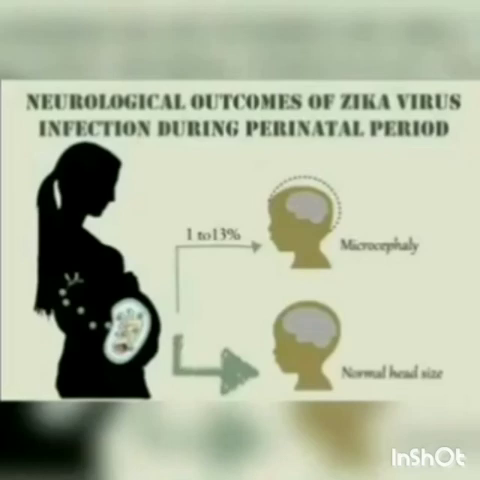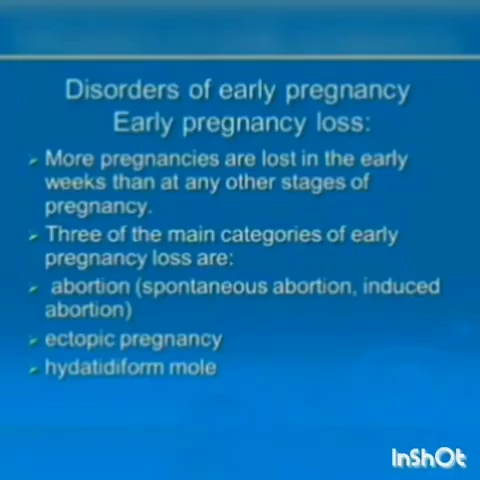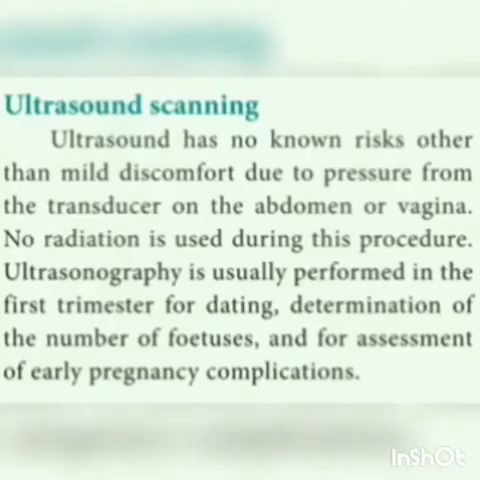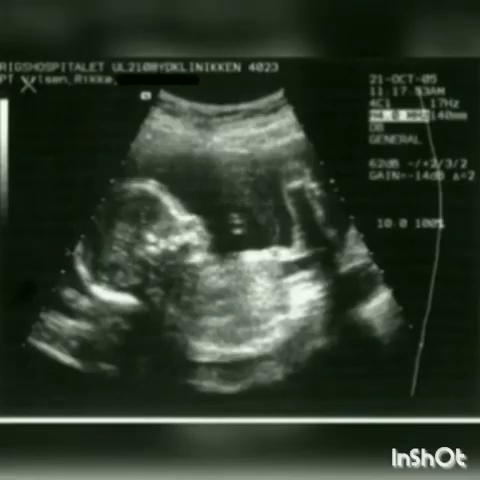After the mother is pregnant, how will you detect fetal disorders during early pregnancy? We have to detect these disorders and correct them. There are some methods for detection of fetal disorders. They are ultrasound scanning. Ultrasound scanning has no risk other than mild discomfort due to pressure from the transducer that is used on the abdomen of the mother. Radiation is not passed into the mother, and it will not affect the child.